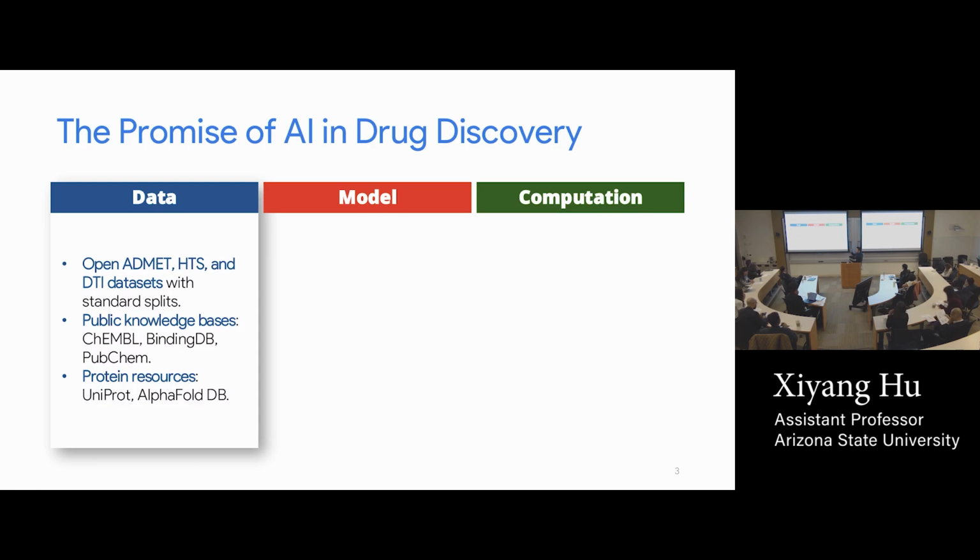We also have a lot of records on high throughput screening, as well as drug-target interaction. In addition to this kind of drug data, we also have a lot of language databases. One is on chemistry, for example, PubChem, and another is on protein, for example, the AlphaFold database.